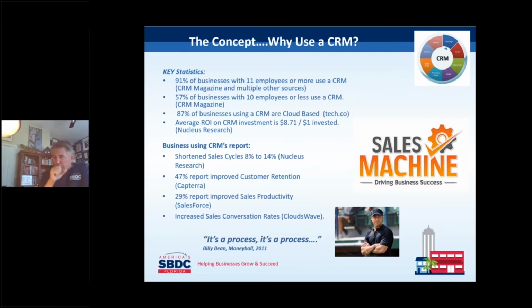Of the businesses that use CRMs, 8% to 14% suggest that it is helping them shorten the sales cycle. So instead of their sales cycle being an average of 6 months, maybe it shrunk to 5 months or something like that. 47% report improved customer retention. 29% report improved sales productivity. And then they also believe that it's increased sales conversion rates.